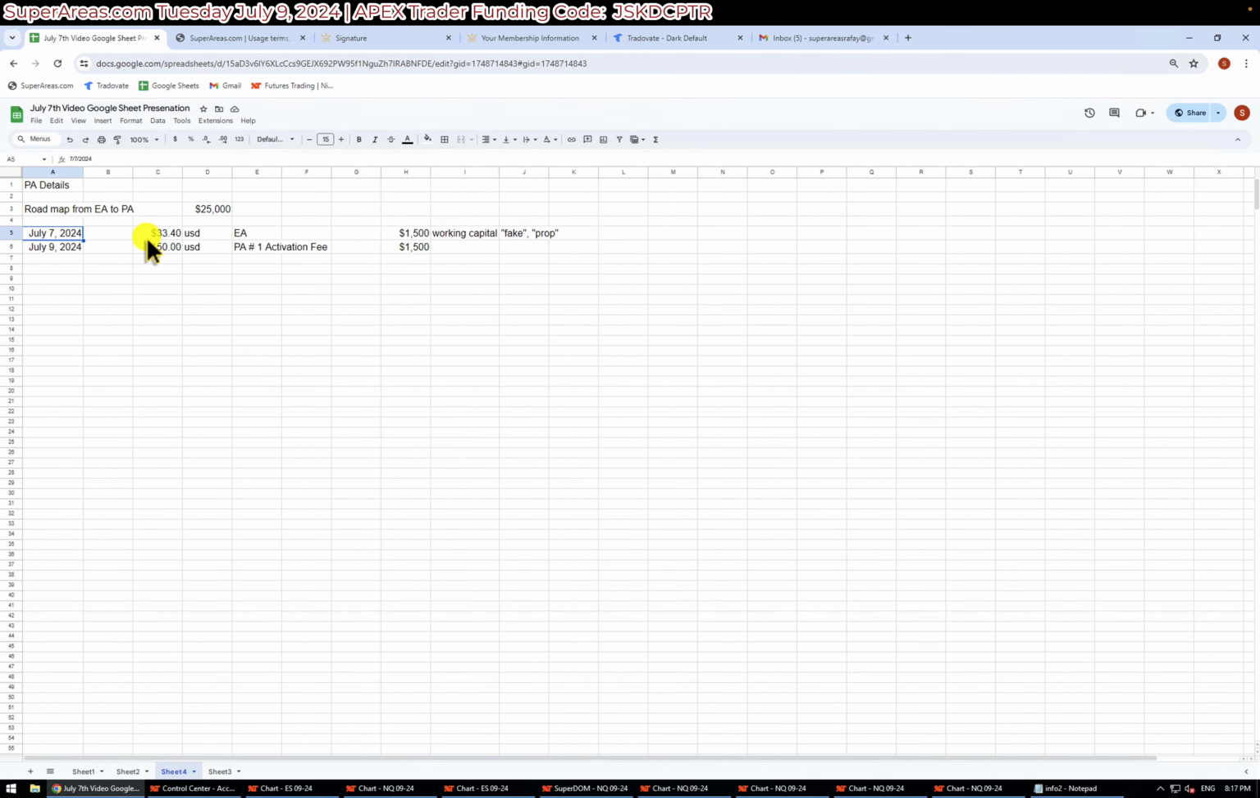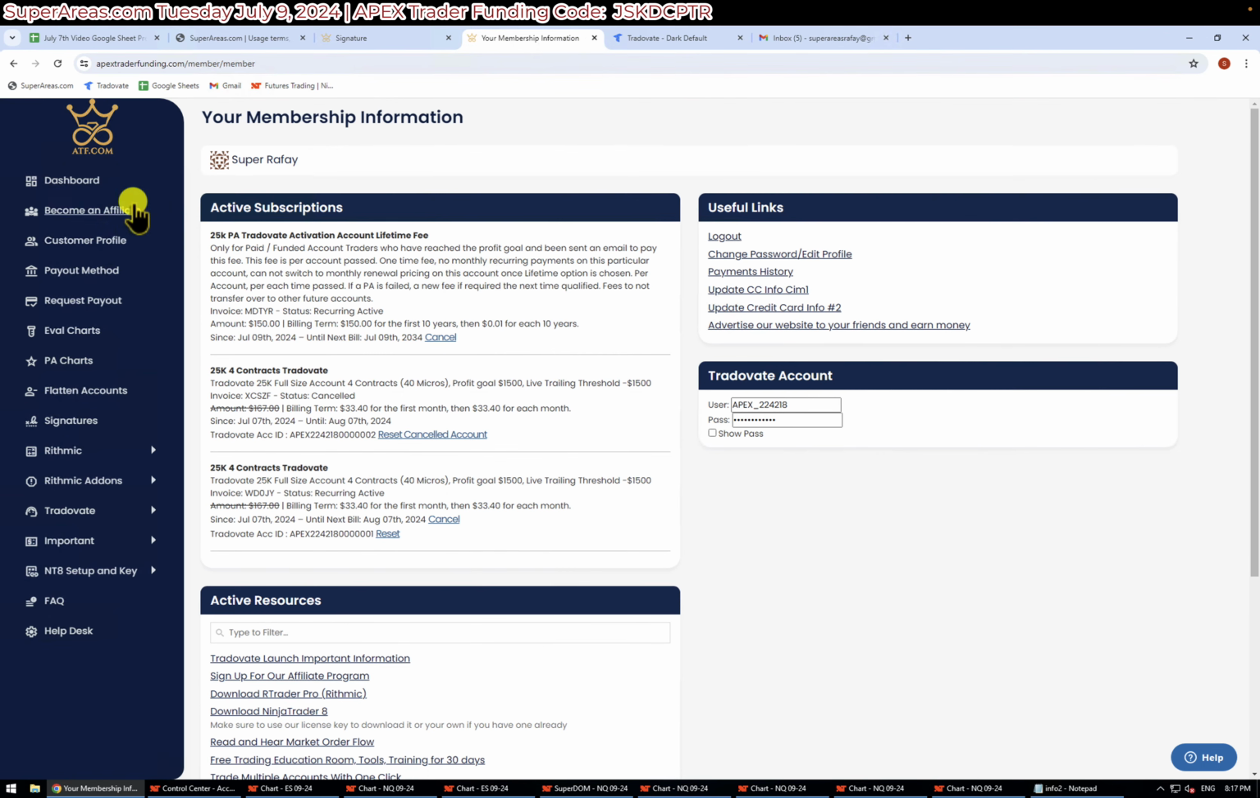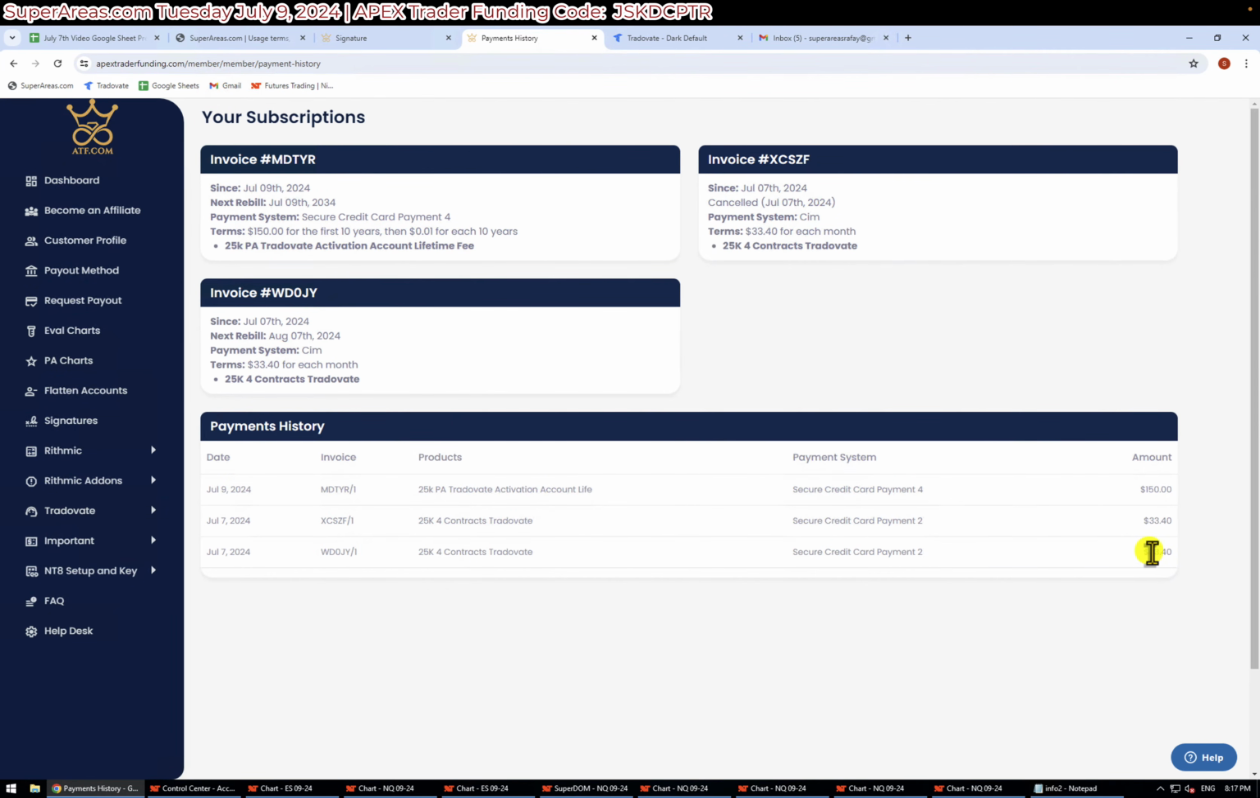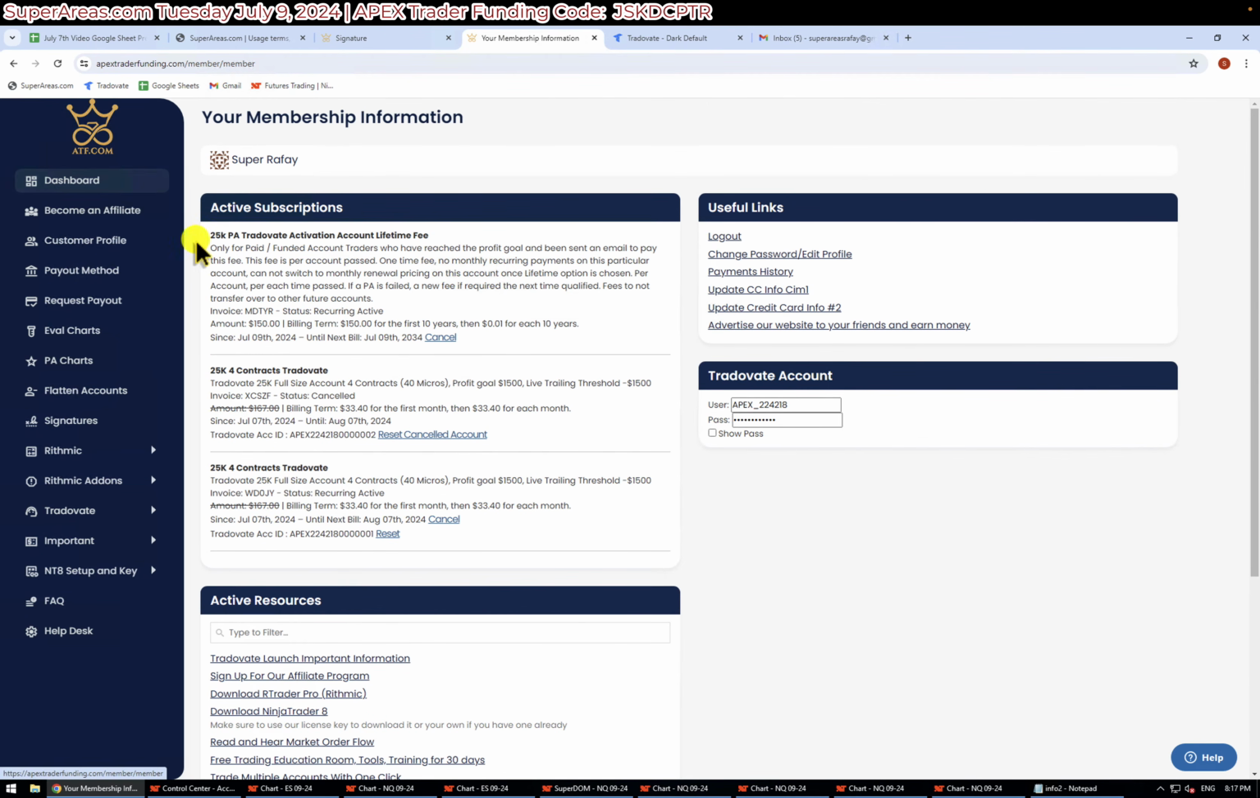In my previous video, I explained that I bought the evaluation account. You can go right here to the dashboard, and under the payments page, I bought 2 evaluation accounts and paid $33 for it, and then I canceled one. And if I go back to my dashboard, you have a third item. It says PA Trade Await activation lifetime fee, and this is from July 9th, today, all the way to 2034.